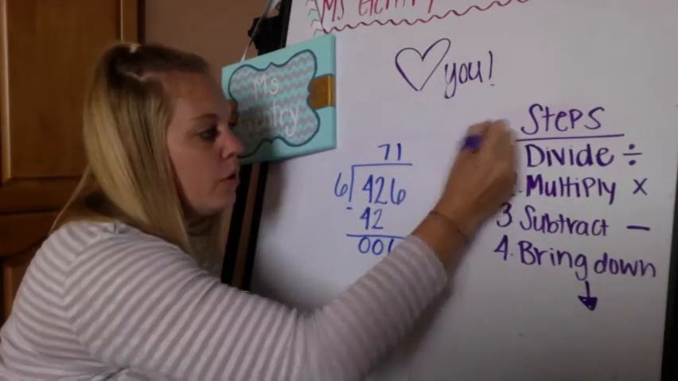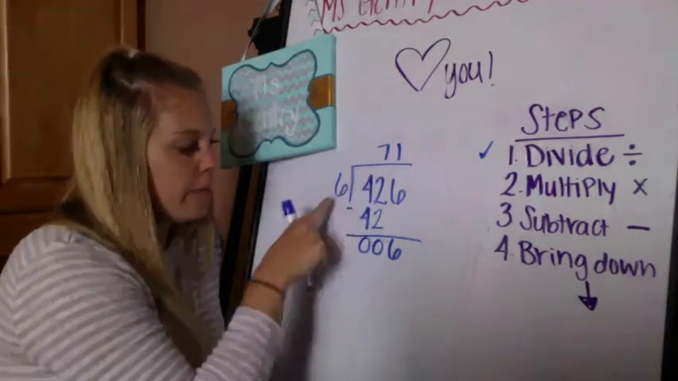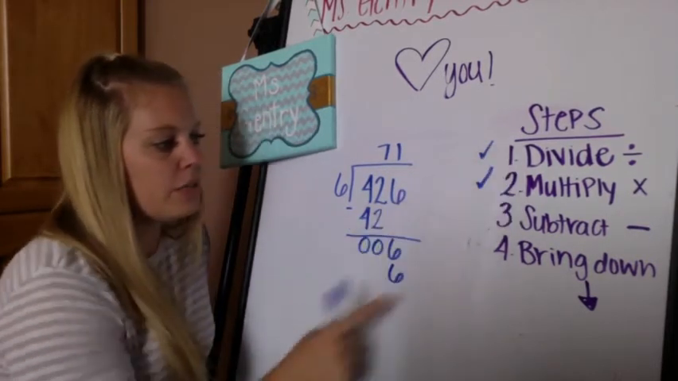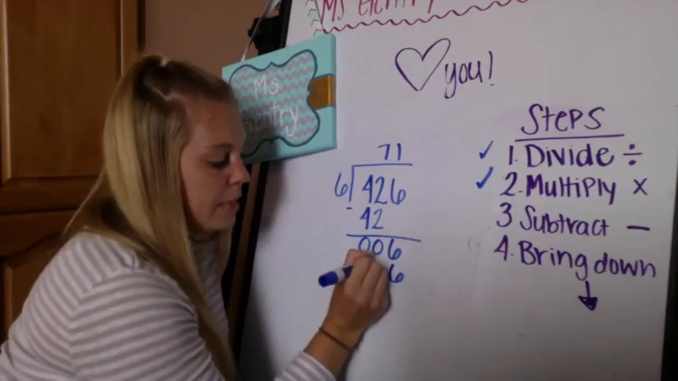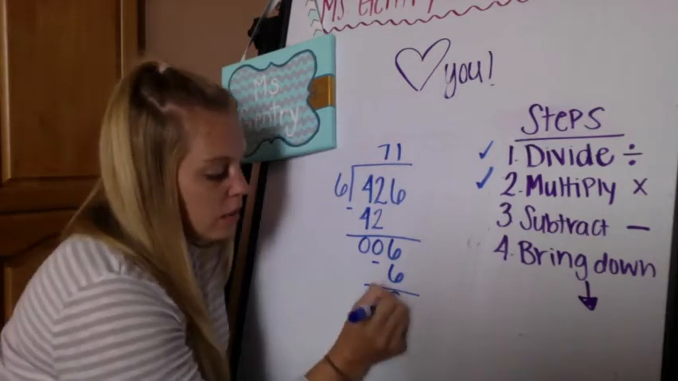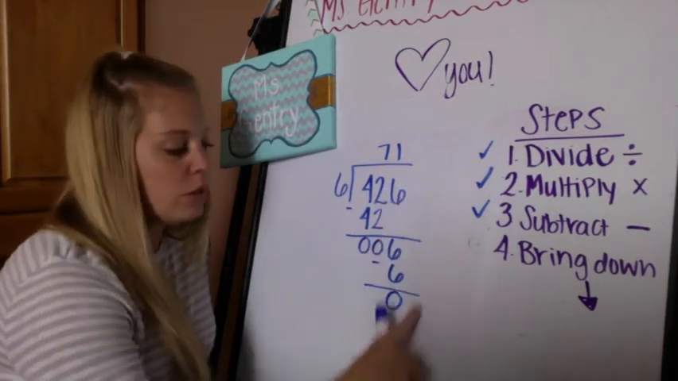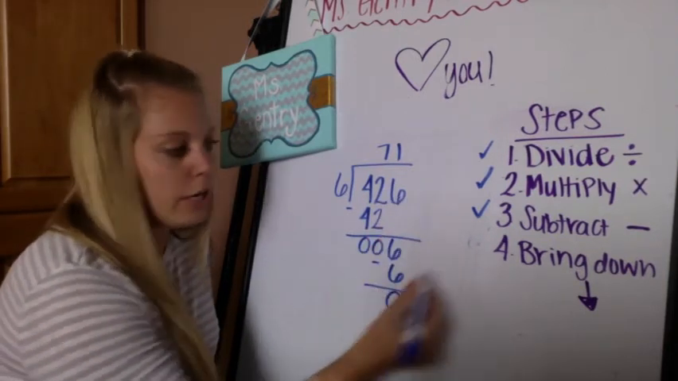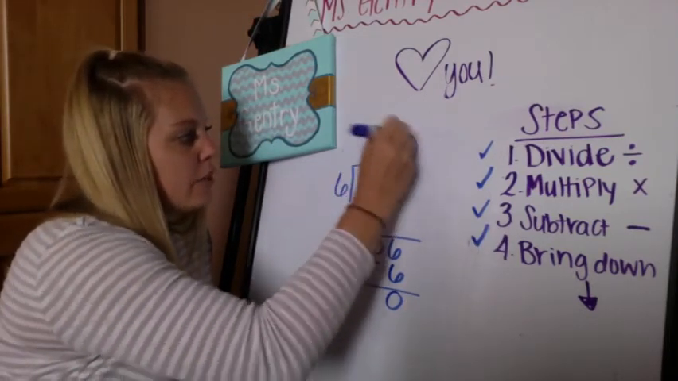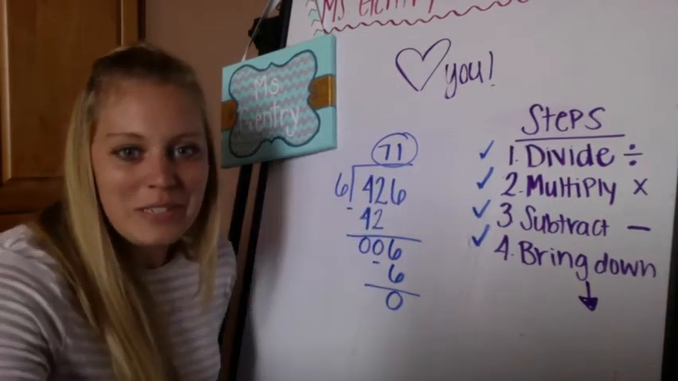Then I'm going to multiply. 1 times 6 is 6. I just multiplied. My next step is to subtract. So I'm going to take my 6 and subtract it from this 6. 6 minus 6 is 0. I subtracted. Now there's nothing else left to bring down, so I don't have to do that step. I'm left with 0. So my bring down step is done. My final answer is at the top once I have a 0 at the bottom. 71 is my answer. Let's do what we do together.